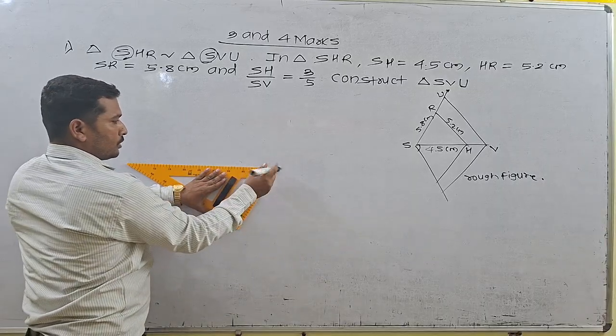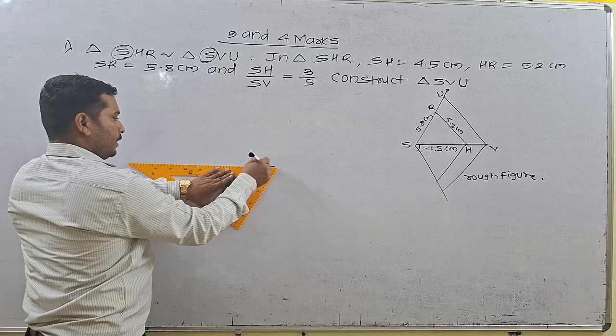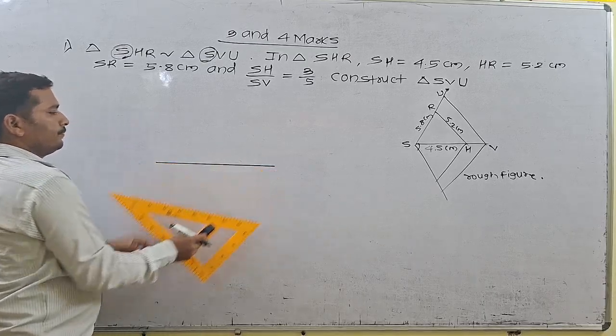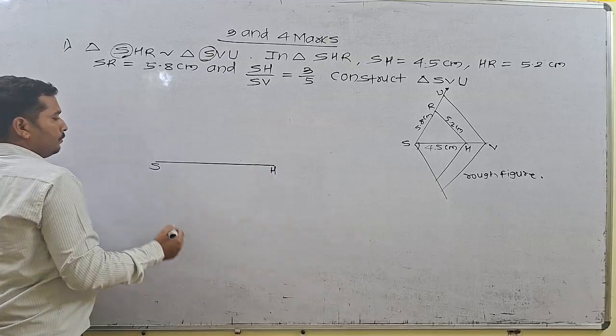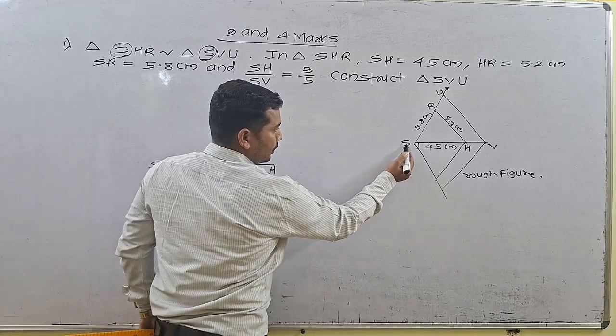Now look at the board. We know that we draw SH. Write it down there again: SH. We also know that vertex S is common.